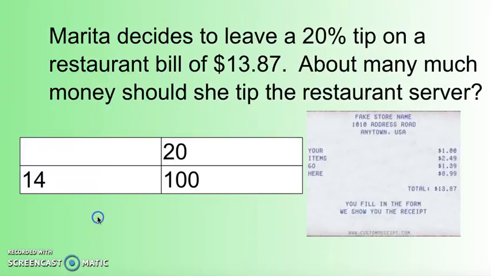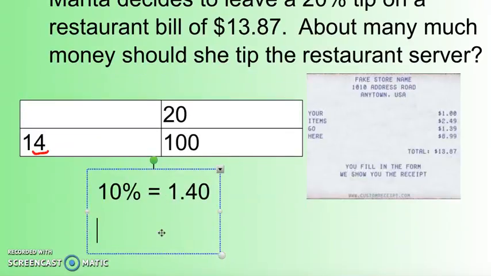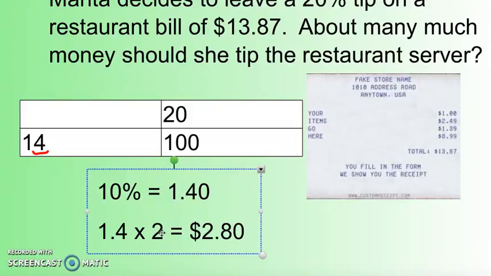So if I take 10% of 14, what would that equal? Remember, move the decimal point one place. So it would be 1.4, so it's like $1.40 for every 10%. So how do I figure out 20%? Exactly, just double this. So that would be a $2.80 tip.